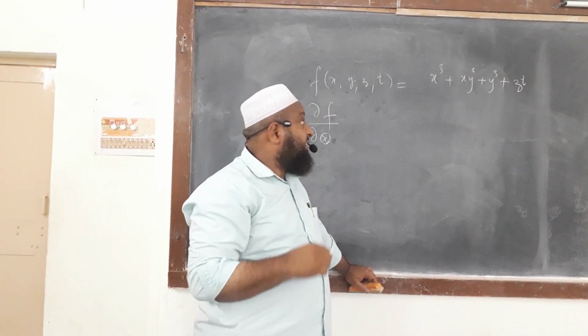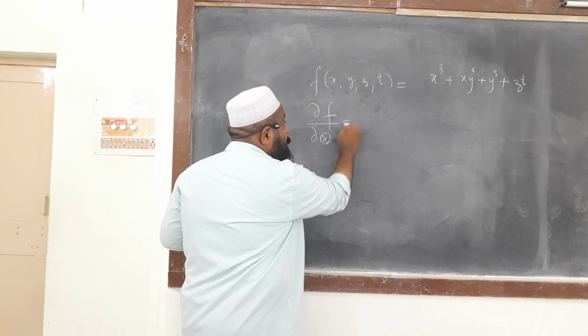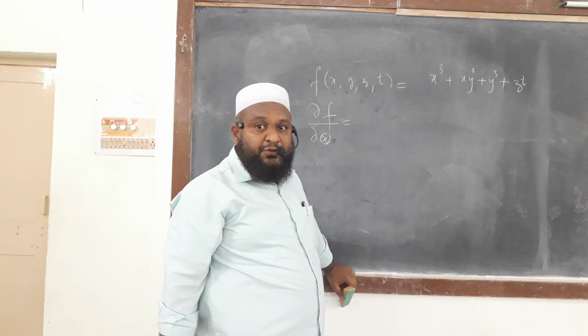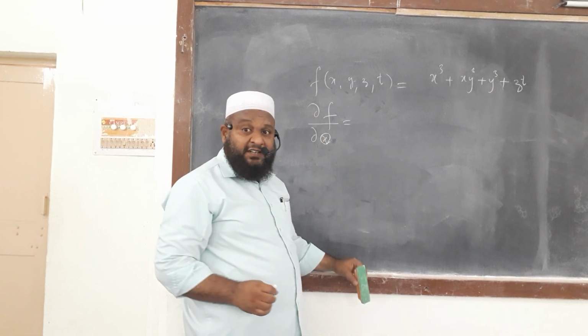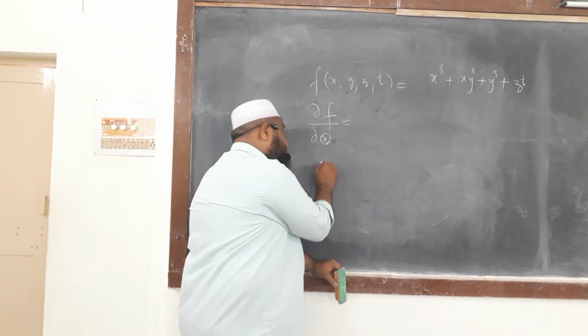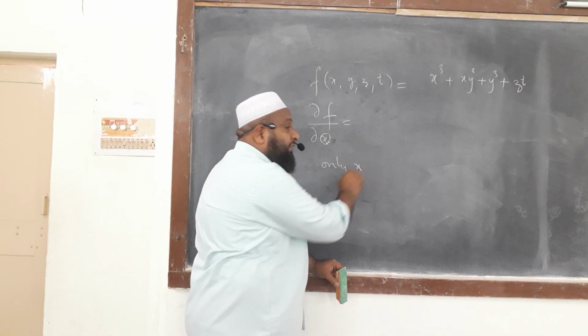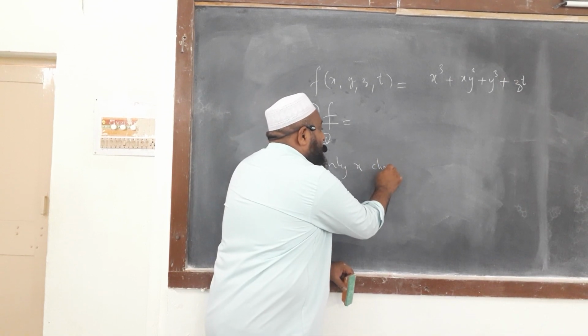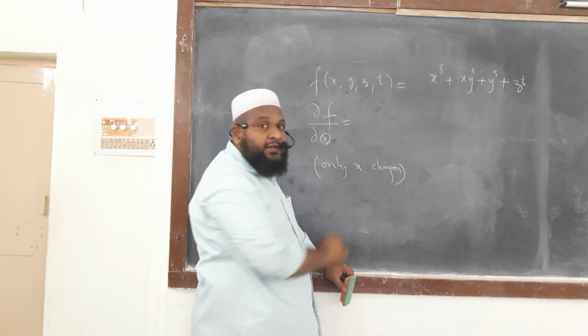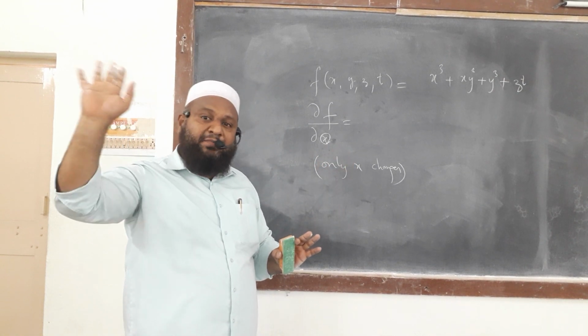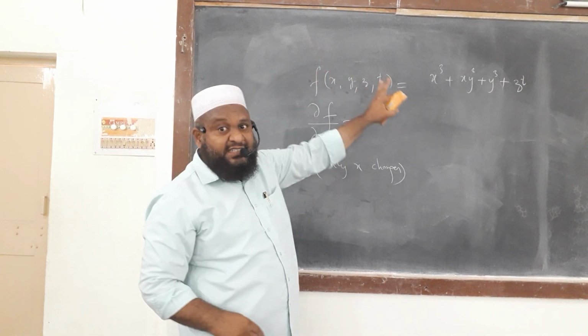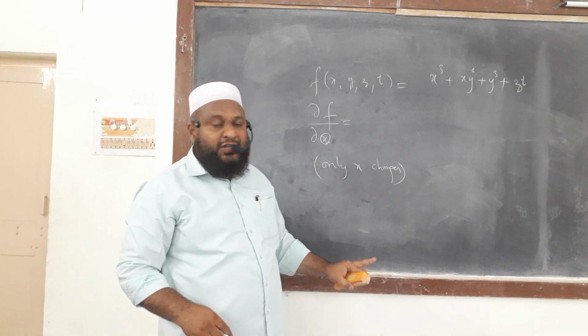If I have this function, what I mean to now calculate is dou f by dou x. What is the assumption made while writing this notation? Is x changing, or only x is changing? Only x changes. Because we discuss only one variable here, it is understood that all other remaining variables will be treated as constants.